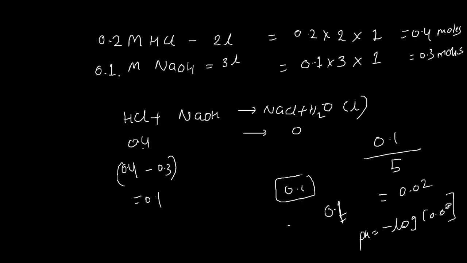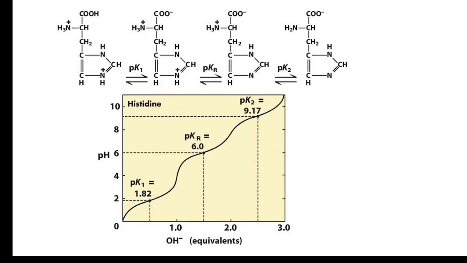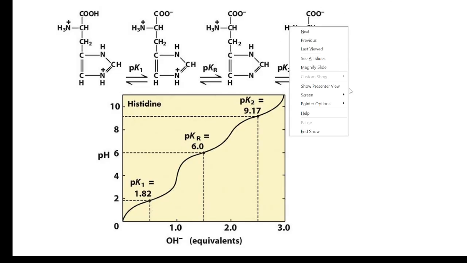Before, I said 0.8; if you are adding this much, then you will not get any product, because 0.4 minus 2.4 is negative, so you will not get anything here. That is why I changed the number from 0.8 to 0.1. Okay, now coming to the histidine titration, which I just want to tell you about because there are so many questions asked in the exams on this.